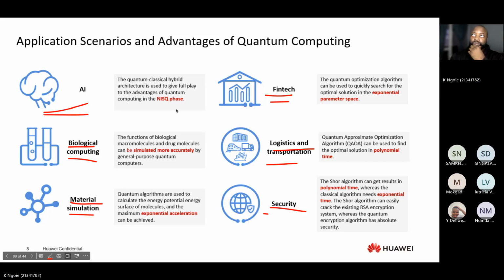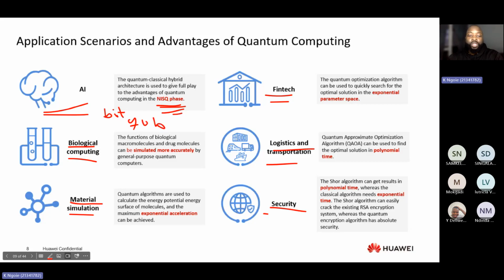We can classify ourselves as being in the NISQ phase. So this means the noisy intermediate scale quantum phase. This means that the quantum computers we have today have about 10 to 100 qubits. So remember, in quantum computers, we're not talking about bits. Information is not sent in bits, but it's sent in qubits.